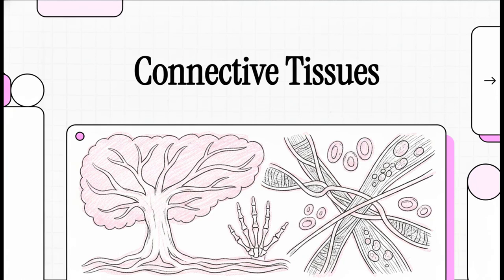Today, we're diving straight into the literal architecture of our anatomy. We're talking about connective tissues. These unsung heroes don't just hold us together. Their diverse components and specific classifications are literally what make complex human anatomy possible in the first place.